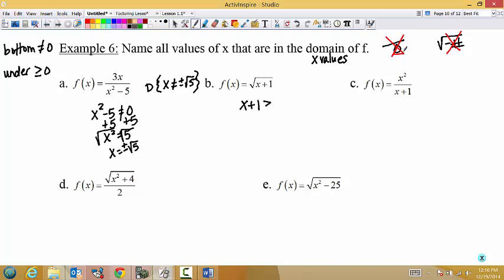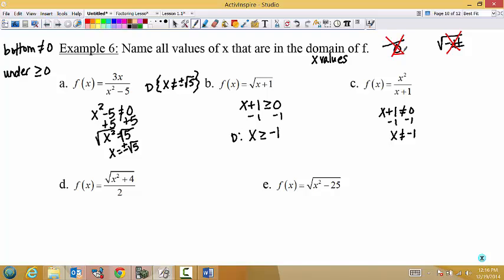On B, we have an under a square root situation, so I take what's under the square root, and I set it greater than or equal to 0. So minus 1, x is greater than or equal to negative 1, and that's my domain. In C, I have a bottom, so I take the bottom, I set it not equal to 0. Minus 1, x is not equal to negative 1.